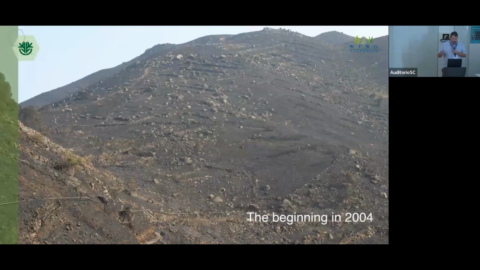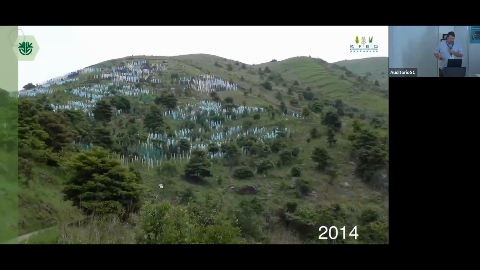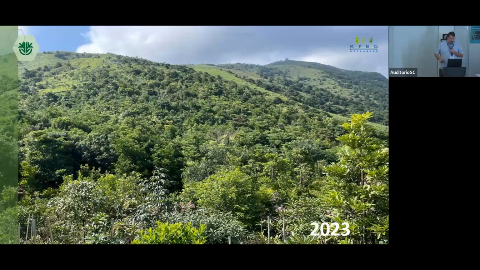So just very quickly, this is how the project site looked in 2004. It was a burned hillside. And in 2014, individuals were planted randomly, but also experimental plots were established on the site. And by now, a closed canopy has been achieved, with a very diverse mix of species. More than 400 different tree species are coexisting in these plots. And I think this is one of the examples where a scientific approach was used to guide a restoration program.